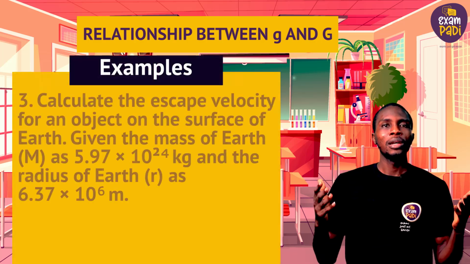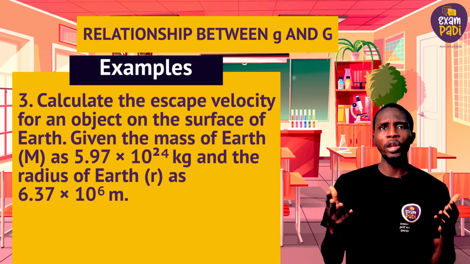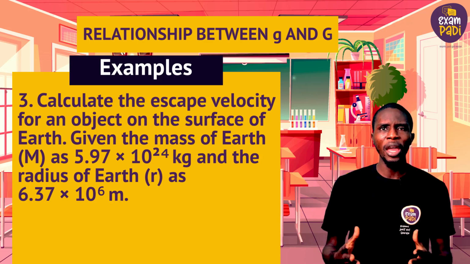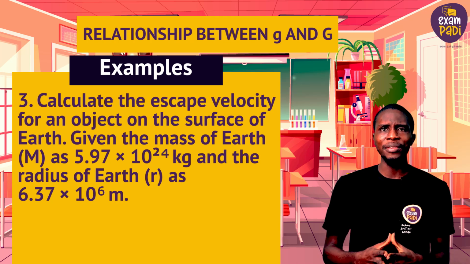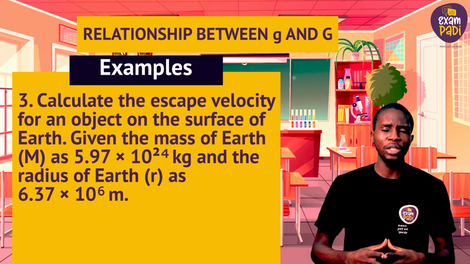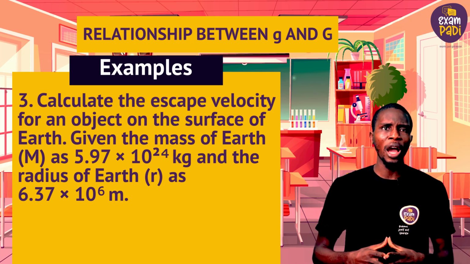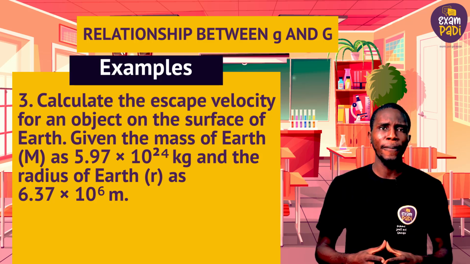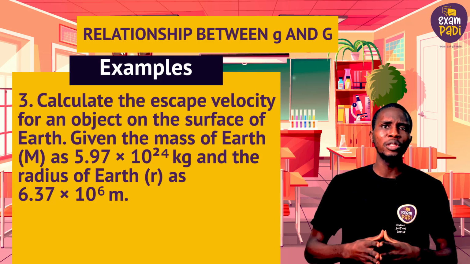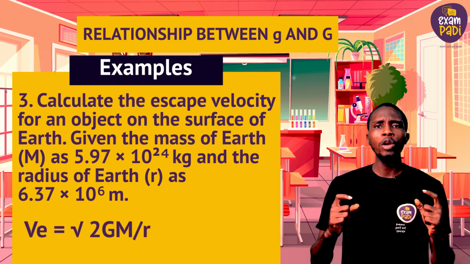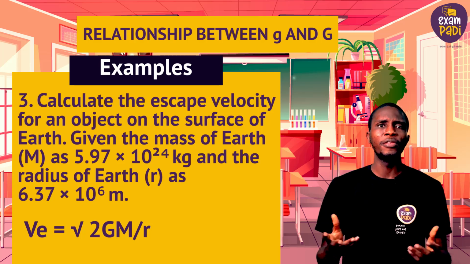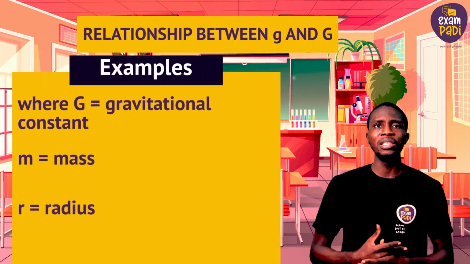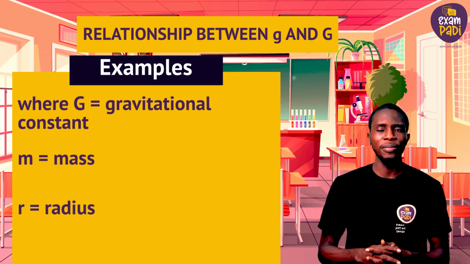Example 3. Calculate the escape velocity for an object on the surface of the Earth. Given the mass of Earth m as 5.97 times 10 raised to the power 24 kg and the radius of Earth r as 6.37 times 10 raised to the power 6 meters. The formula for escape velocity V E equals square root of 2gm divided by r, where g is the gravitational constant, m is the mass, and r is the radius.